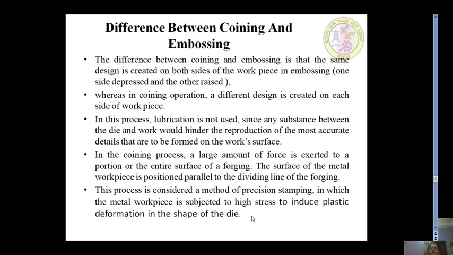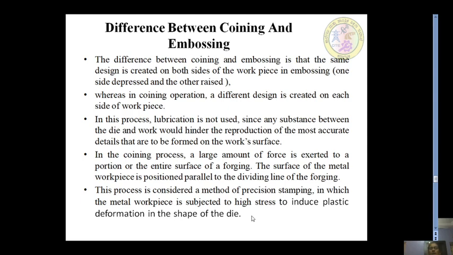So you can find the difference between coining and embossing. The basic difference is that the same design is created on both sides of the workpiece in embossing, one side depressed and the other raised. In coining operation, a different design is created on each side of the workpiece. In this process, lubrication is not used. Any substance between the die and work would hinder the reproduction of the most accurate details that are to be found on the work surface.